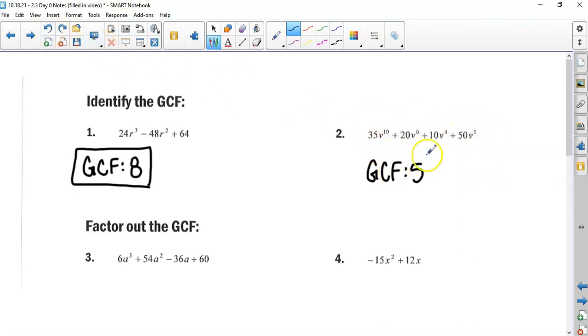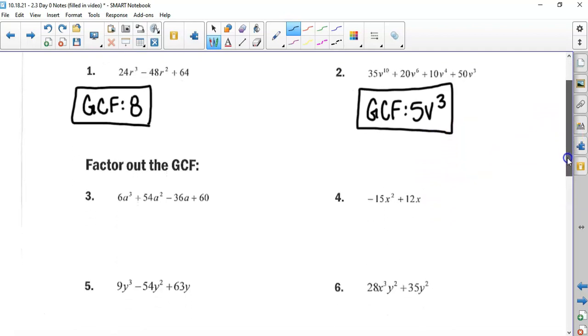So you can at most factor out V to the 3rd. You can at most take $3 from each person if you're going to take the same amount of money from each person. So our GCF here is 5V cubed. So to emphasize our steps, take a look at the numbers first, then take a look at the letters. And if there's more than one letter, or if there's more than one variable, do them one at a time.